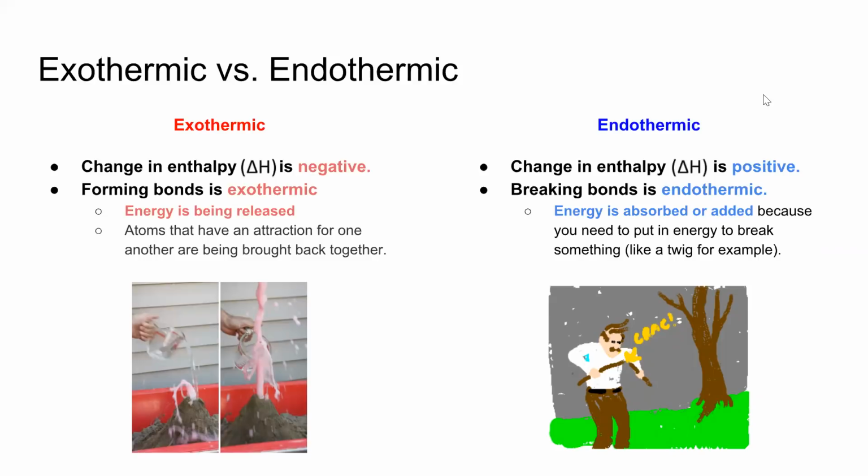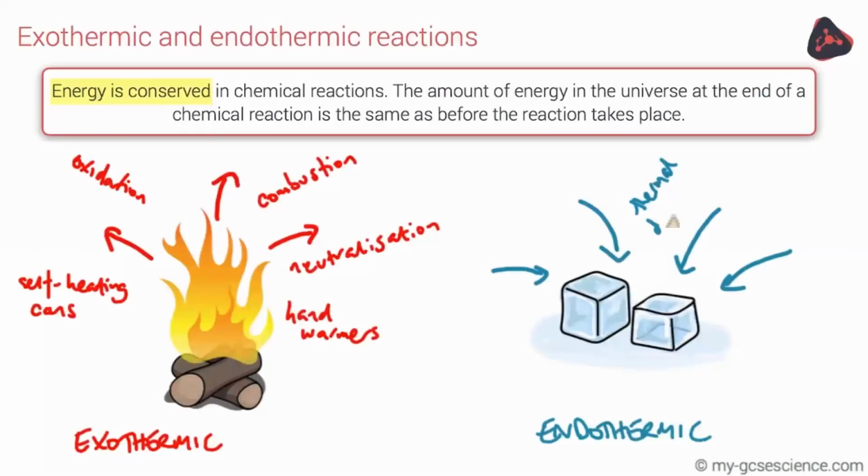For endothermic, that's when the change in enthalpy, which is delta H, is positive. An example of this is when you break bonds. If you think about it, breaking bonds requires energy to be absorbed or added because you need to put in energy to break something, like a twig, for example. Here are some extra examples. When you burn wood, that is exothermic. An example of something that's endothermic is melting ice cubes, because energy has to be put in to melt the ice.